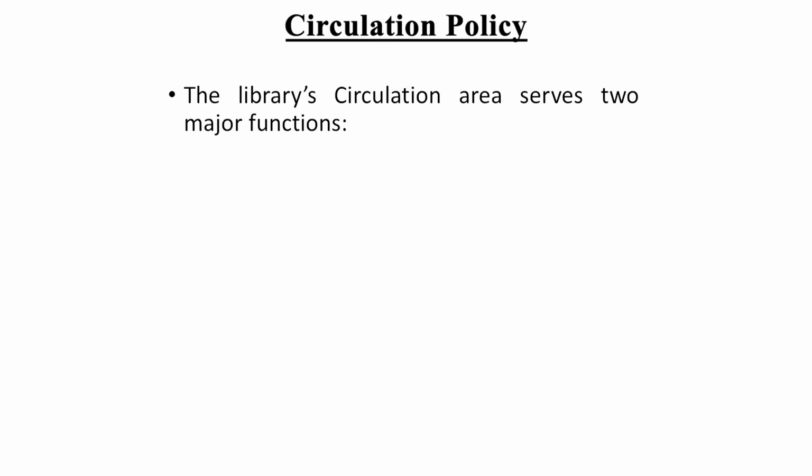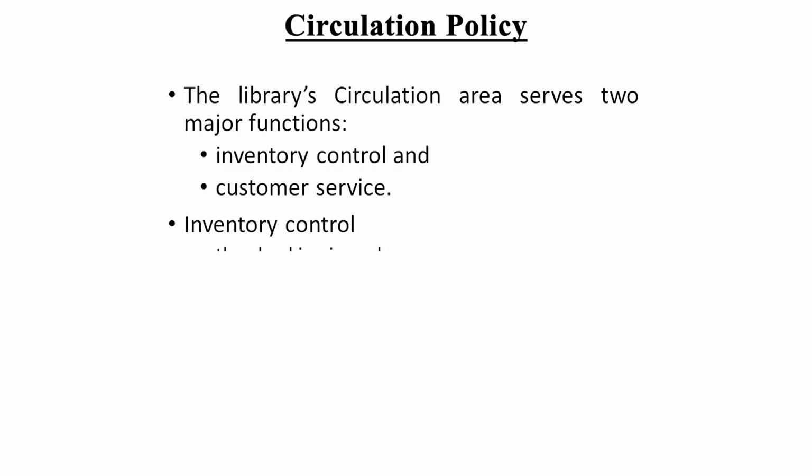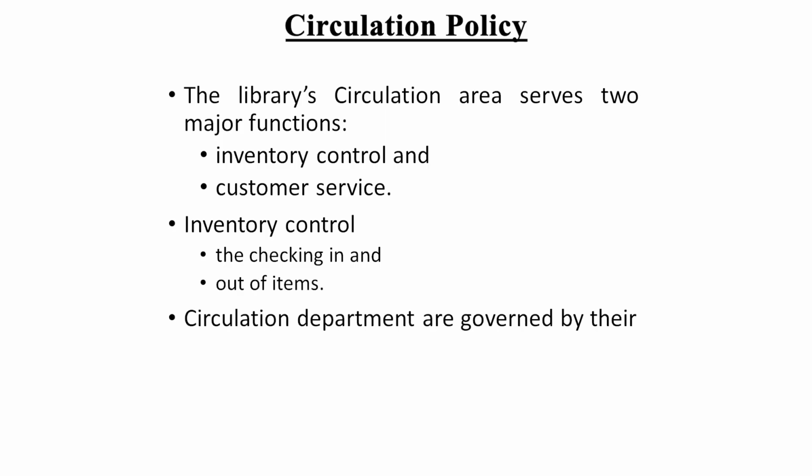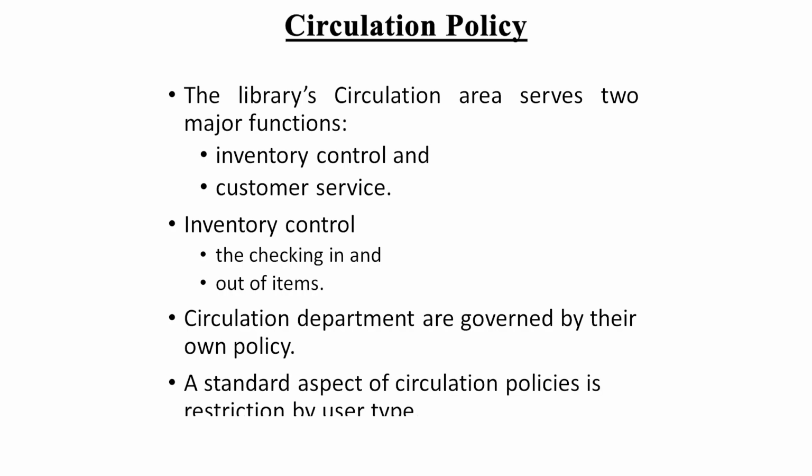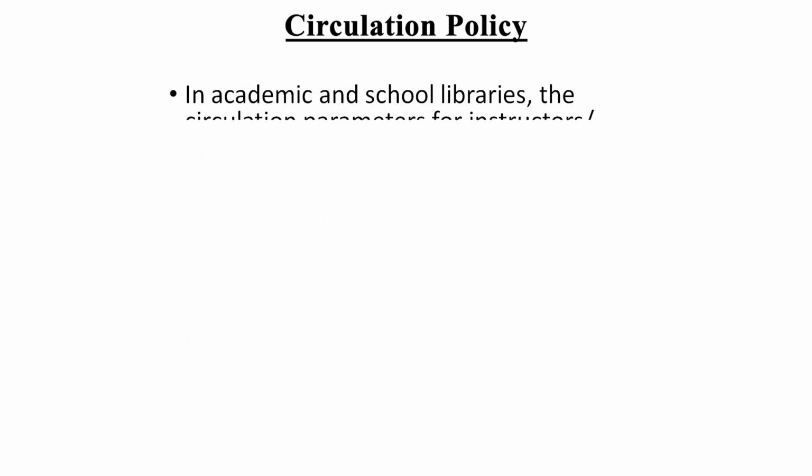Then the library circulation area serves two major functions: inventory control and customer services. What is inventory control? The checking in and out of items. Circulation departments are governed by their own policy, because it has to be decided how these things go. So restriction of the users.